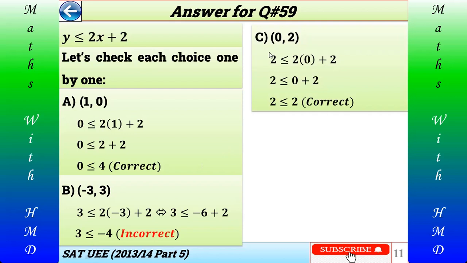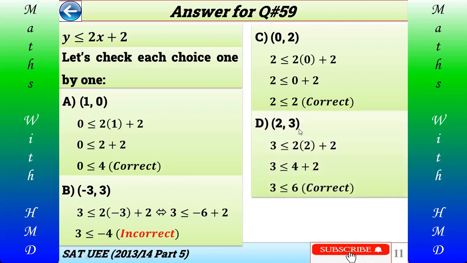Let's check again for choice C. It says 0, 2, right? So 2 is less than or equal to 2 times 0 plus 2. 2 is less than or equal to 0 plus 2. 2 is less than or equal to 2. That is correct. 2 is less than or equal to 2. That's true. Let's check again the last choice, which is D.